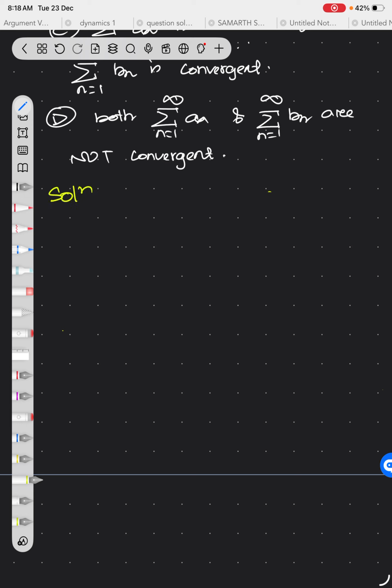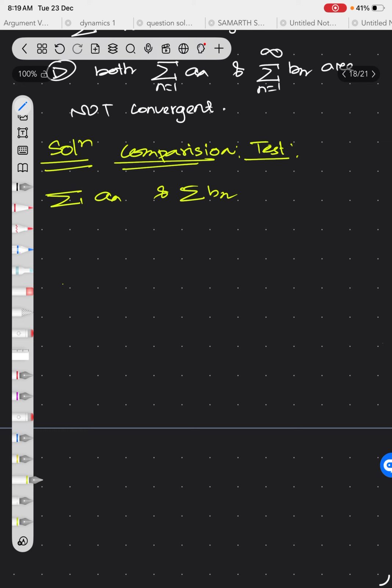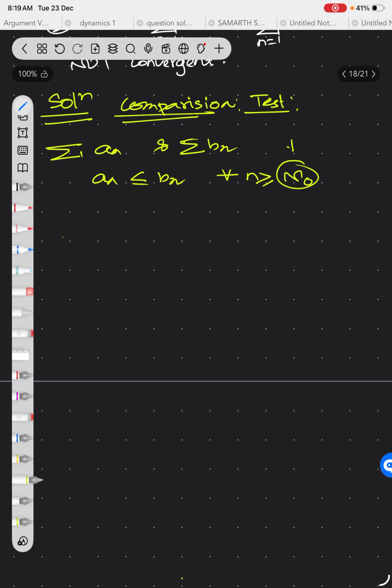To solve this problem, we are going to use the limit comparison test. First, look at the statement of the comparison test. If a_n and b_n are two given series, and the terms of both sequences are compared in this way, a_n is less than or equal to b_n for all n greater than or equal to n naught, where n naught is some natural number. That means starting from this natural number onward, the terms of both sequences behave in this way.